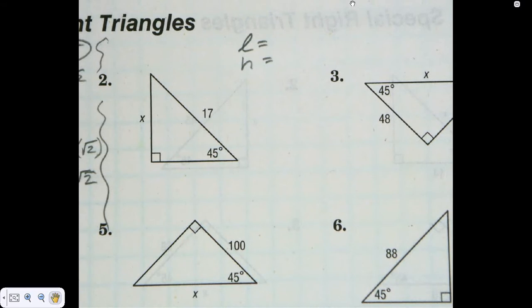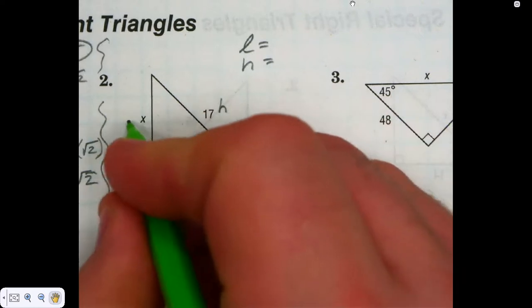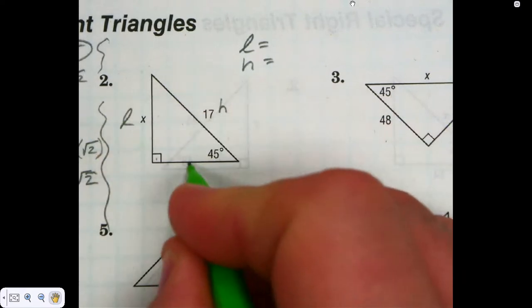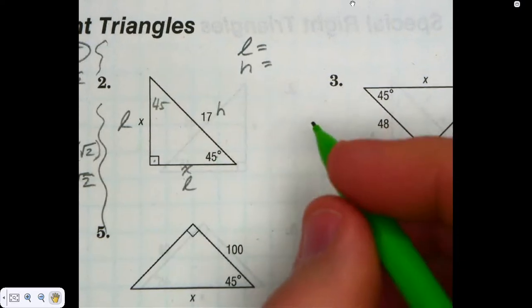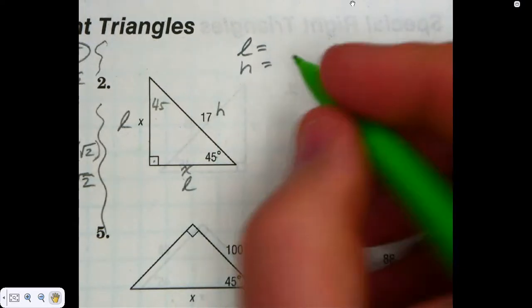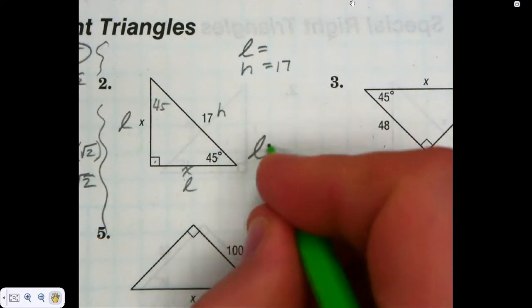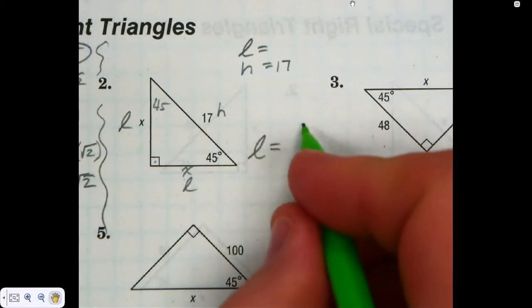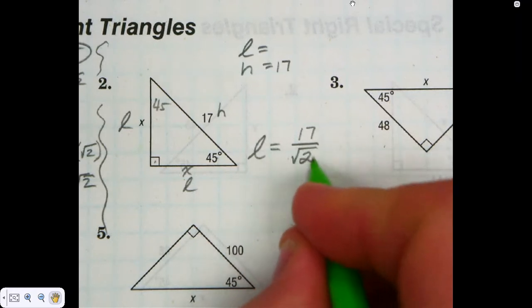All right, on this one, and I'll zoom out and let you see both of them. Everybody eyes up here. Last one, so you guys can get started. What did they give to me? First of all, what's this? H, this is what? L, L, so this one's also X, isn't it? Because this is a 45, 45, 90 triangle. So they gave me what? H, and it is 17. How am I going to find L? I take whatever H is, which in this case is what? 17. And I divide it by the square root of.